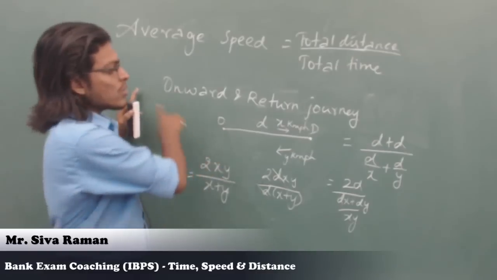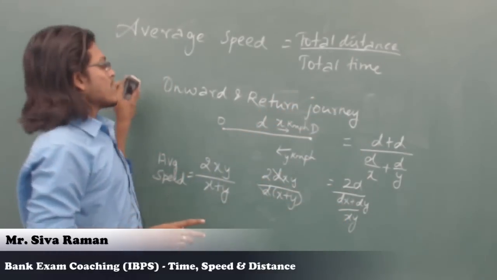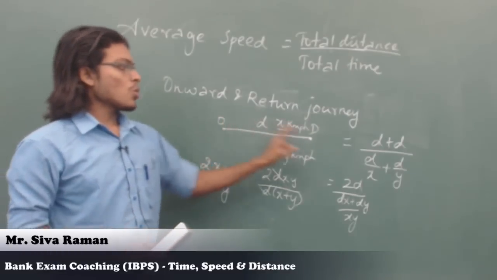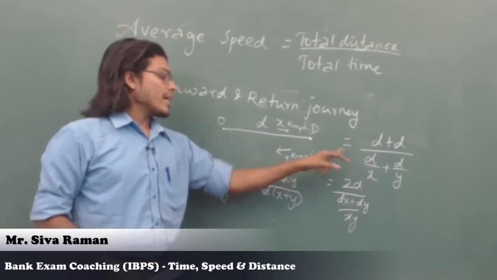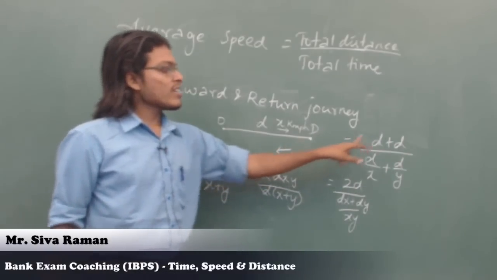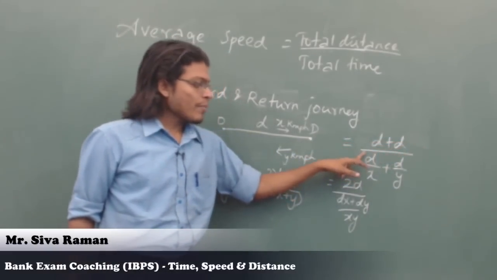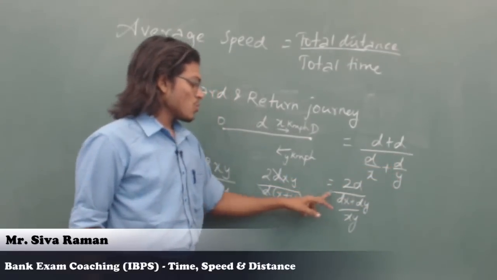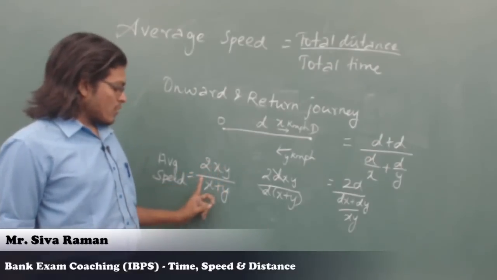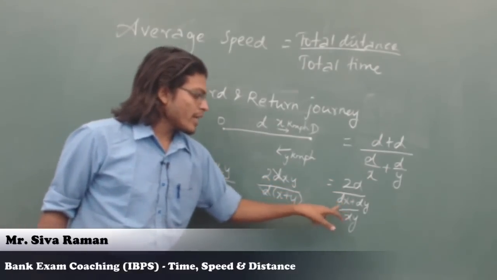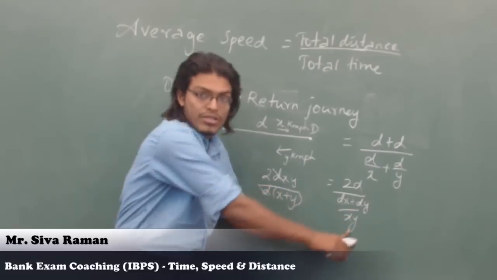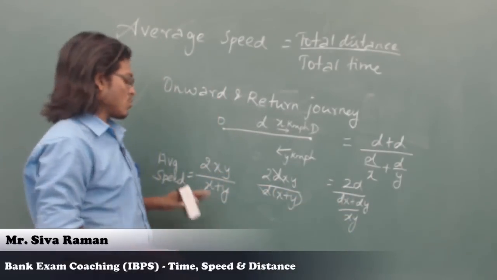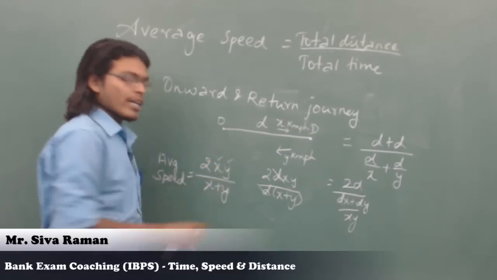Okay. So, this is a very, very important subdivision in average speed. This is a very specific case of average speed. So, you go at x kilometer per hour and come back at y kilometer per hour. Total distance is d plus d. Time taken for onward journey is d by x. Time taken for return journey is d by y. So, 2d divided by (d/x plus d/y). If you simplify this, you get 2xy divided by x plus y. So, this term has only velocities.